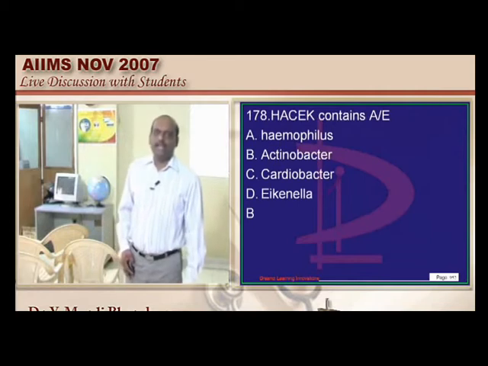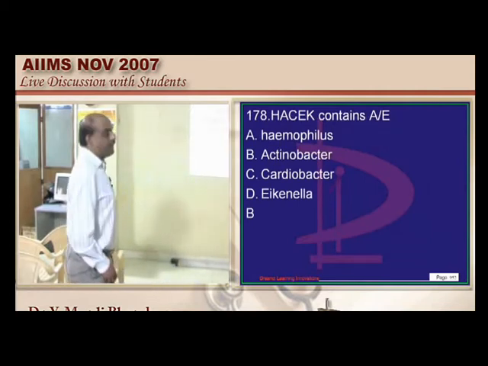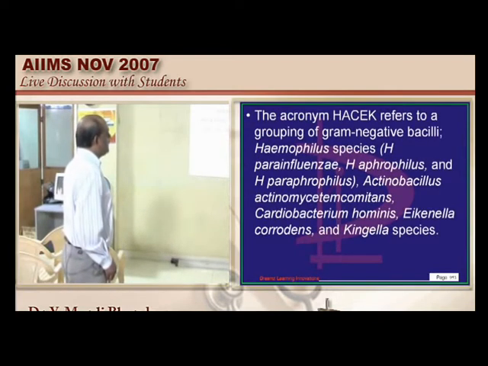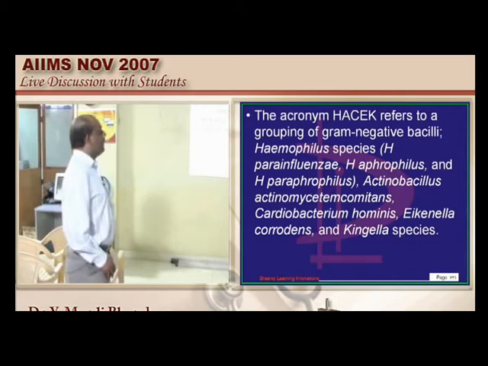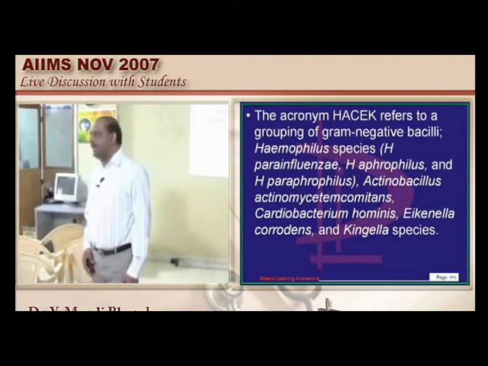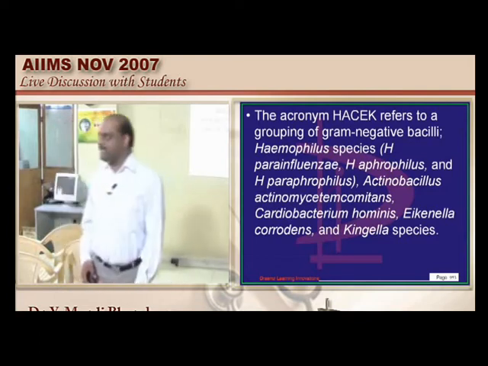HACEK group of organisms. What does HACEK stand for? Haemophilus species, that is Haemophilus parainfluenzae, Actinobacillus actinomycetemcomitans, Cardiobacterium hominis, Eikenella corrodens and Kingella kingae, they are all basically called the HACEK group of organisms, is what has to be remembered. Why are you worried about HACEK?